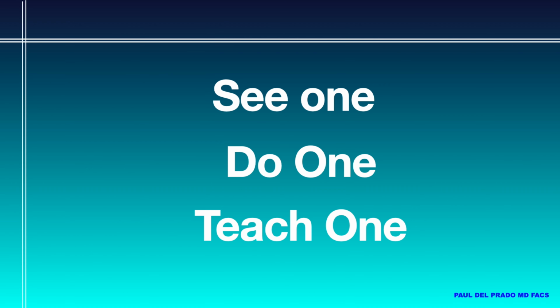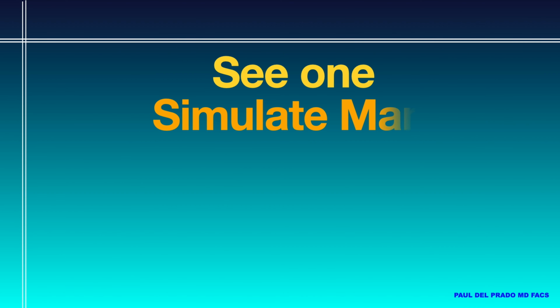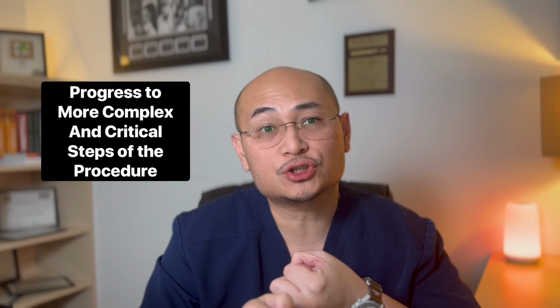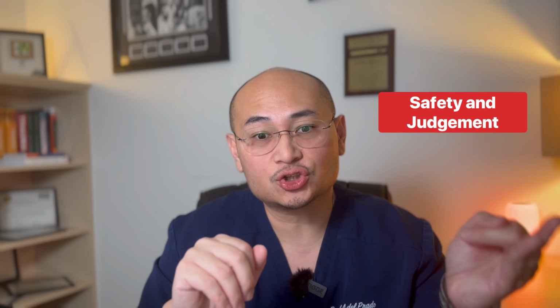The see one, do one, teach one principle, while traditional, is now more accurately thought of as: see one, simulate many, do many under supervision, and teach one. Graduated responsibility is then actually important because you will be given more complex and critical steps of the procedure. For example, instead of just port placement as we talked about, you may do the entire dissection for a cholecystectomy or an appendectomy. You have to prioritize safety and judgment.